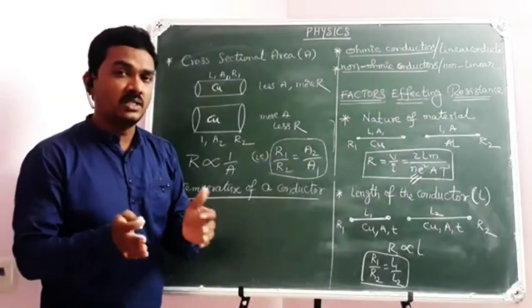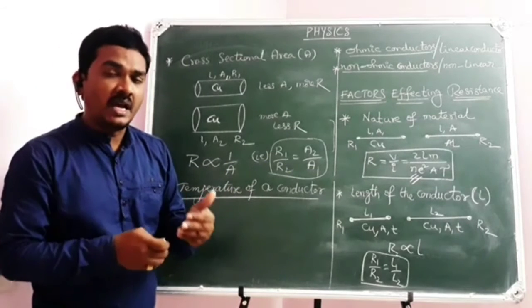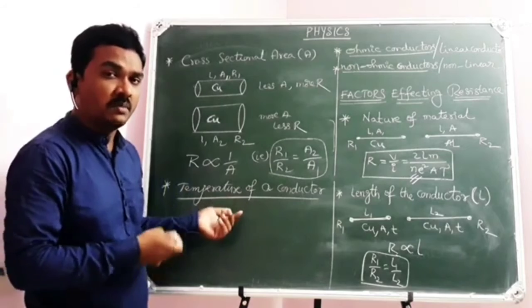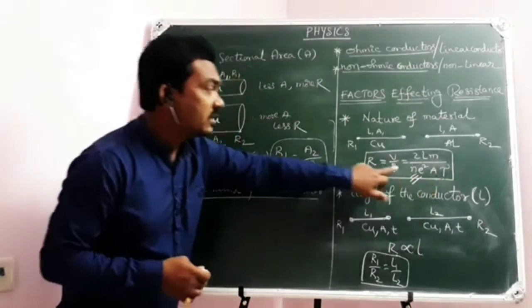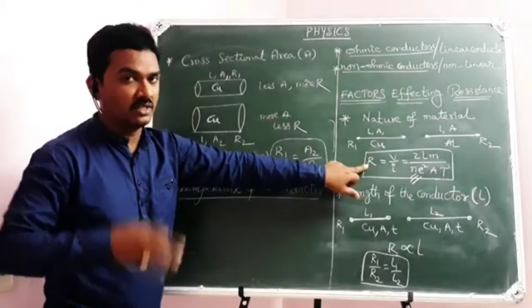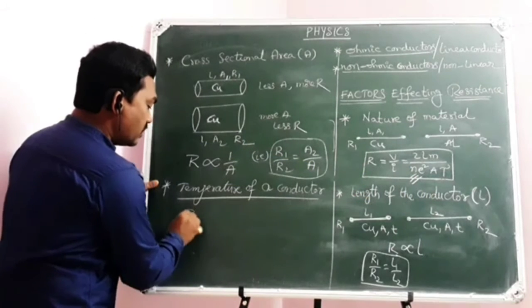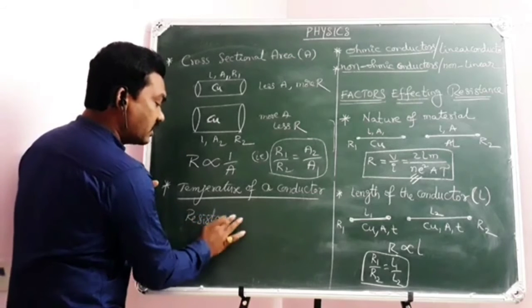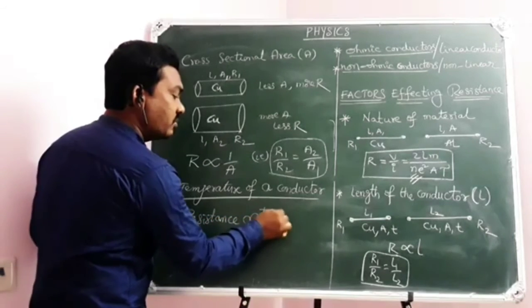The time interval between two consecutive collisions is called relaxation time. Now the collisions will happen rapidly as they gain heat energy during the temperature rise. So as the relaxation time decreases, the resistance has to increase. This is the key mathematics. That's why the resistance of a conductor varies directly proportional to its temperature.